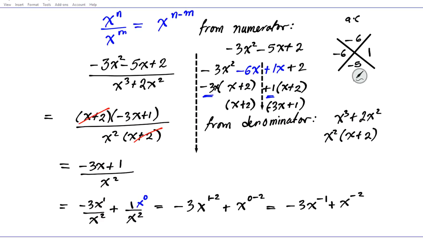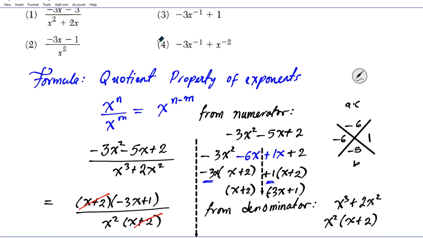Okay, so let's see what the answer is. Answer is option number 4.